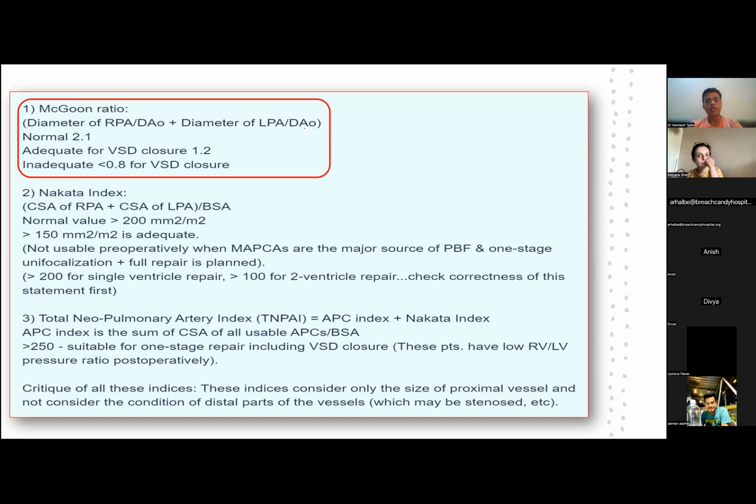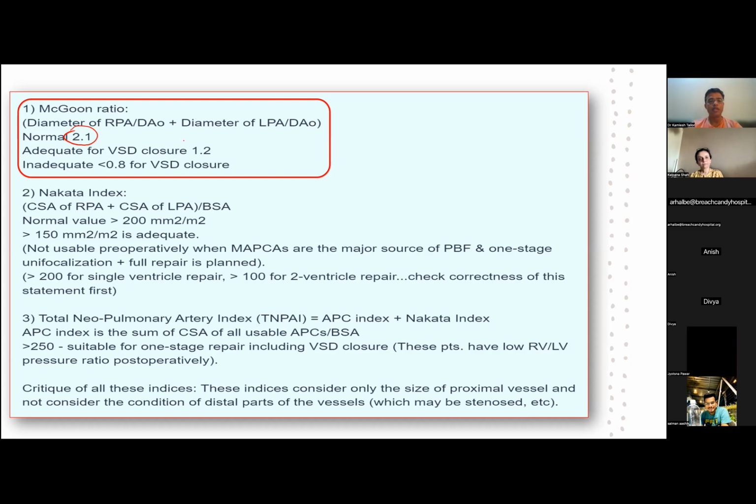Blood in a human heart circulates in series. It is not in parallel. So the same amount of blood going from the RA to the RV goes to the pulmonary circuit, comes back to the LA and LV, and goes to the aorta. That is why the two branch pulmonary arteries, RPA and LPA diameter, divided by the descending aorta should be around 2 to 2.1, which is normal.